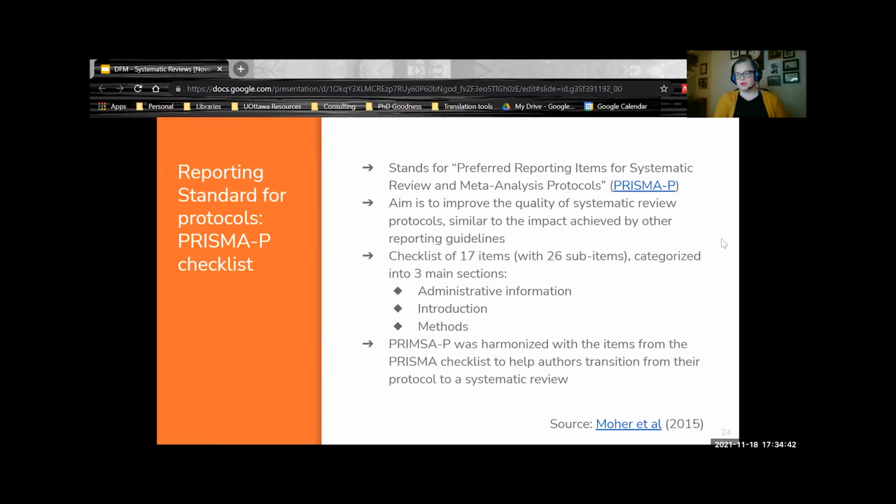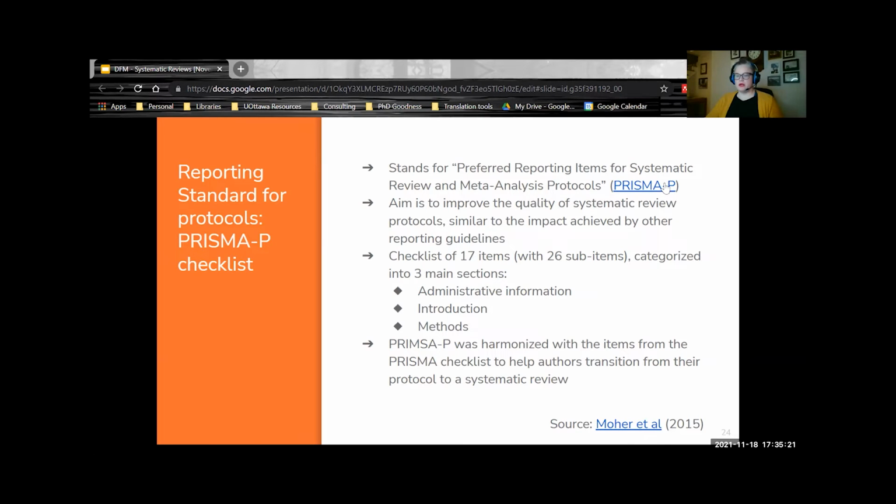Okay, so there is a reporting standard. What that means is there are the Preferred Reporting Items for Systematic Review and Meta-Analysis for Protocols. So this is a checklist that doesn't help you write your protocol, because that's not what it's there for. It's there to guide you to write it. It helps you ensure that all of the different categories that we just talked about, your research objectives, etc., are there.